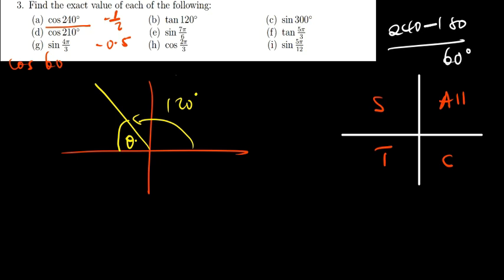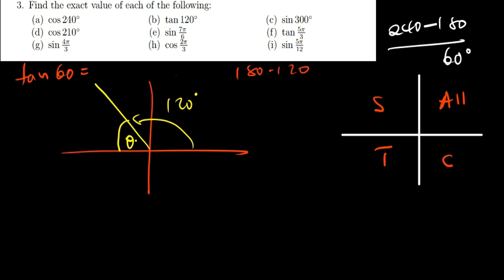But here we're not using a calculator, we're trying to find the exact value. So for me to find this reference angle, it is 180 minus 120, which gives me 60 as well. So now I'm finding tan 60. So tan 120 is the same as finding tan 60.